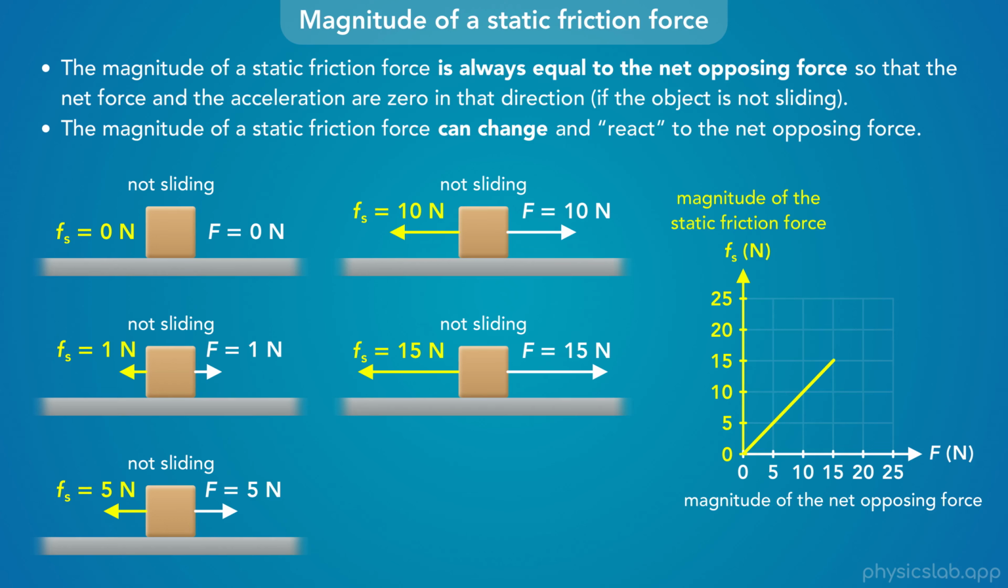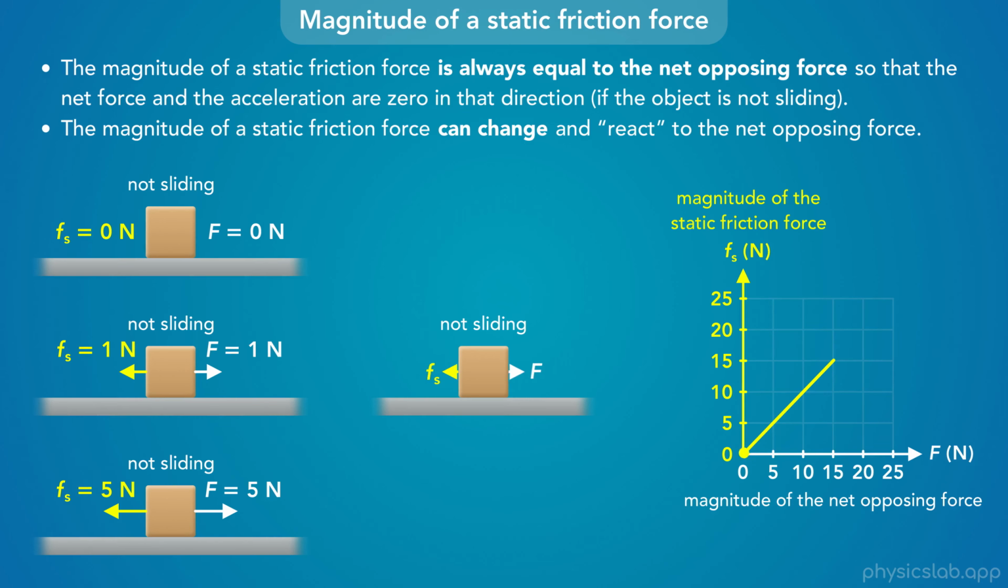Let's look at a few points. If there's no opposing force, the static friction force is also 0. If the opposing force is 1 newton, the static friction force is also 1 newton. If the opposing force is 5 newtons, the static friction force is 5 newtons, and so on.